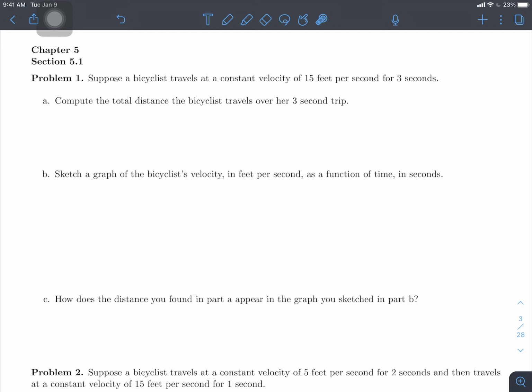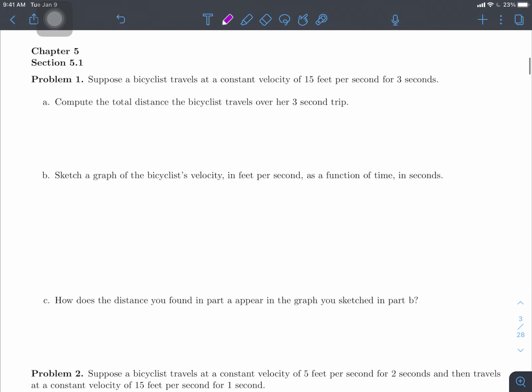So what do we have? We are supposed to suppose that a bicyclist or a cyclist, whatever, travels at a constant velocity of 15 feet per second. Okay, so they're riding their bicycle 15 feet per second for 3 seconds. And we're supposed to compute the total distance that the bicyclist travels over her 3-second trip. Well, we know that there is a relationship between distance and time and velocity, right? We know, for example, that the velocity is going to be equal to the distance traveled divided by the time, right?